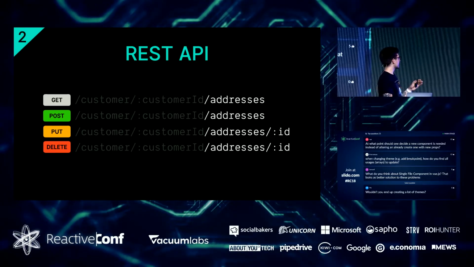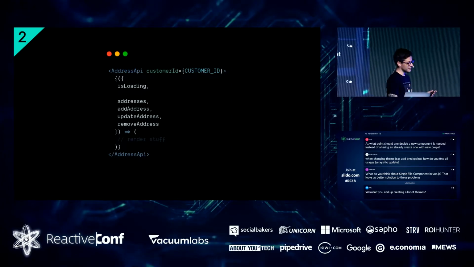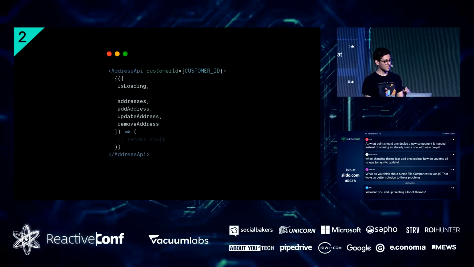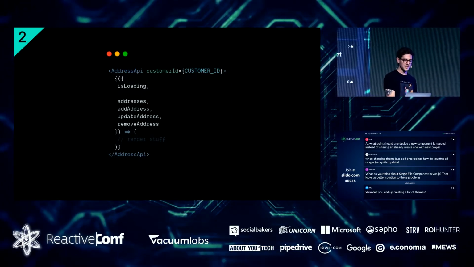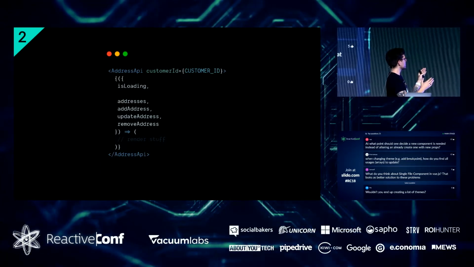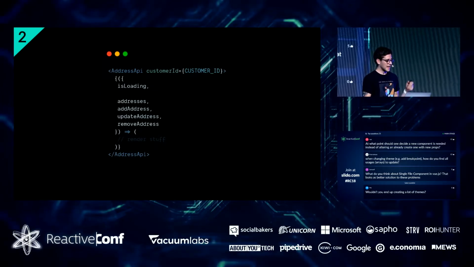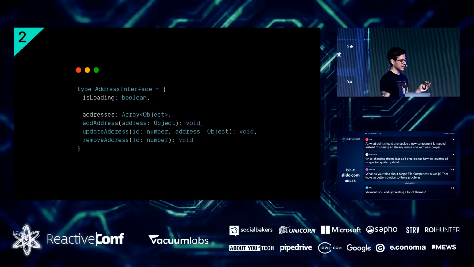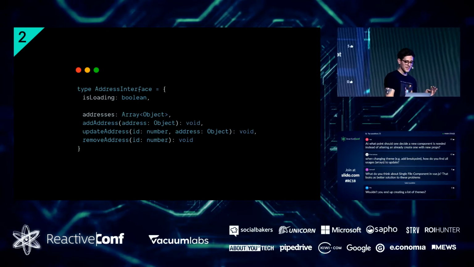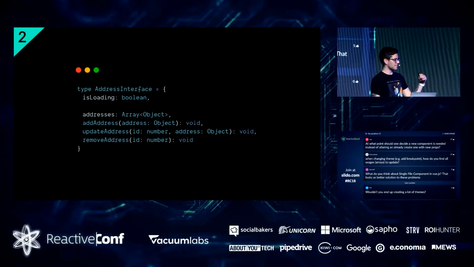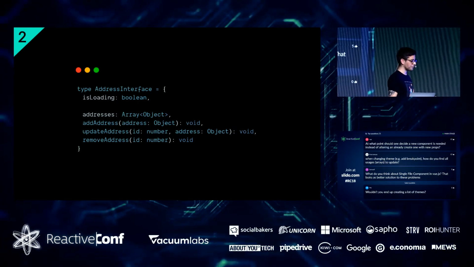And the way you use it is super simple. You just import the relevant API component you need, pass all the required props to it, and then render any UI given this specific API interface. And our interface might look something like this, where you've got this array of addresses, you've got three methods to add, update, and remove this address, and that's it.